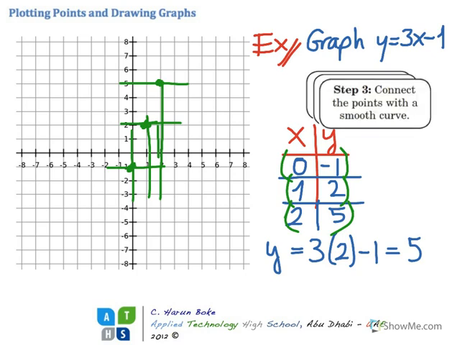And then the last step, we are going to join the points, connect the points so that we'll have the graph of the function given. So this is the graph of the function, which passes through the points which we plotted.